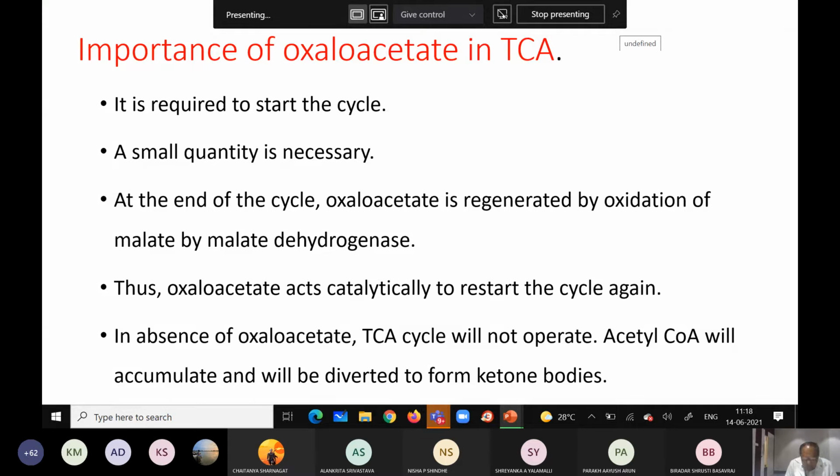In case there is an absence of this oxaloacetate, the TCA cycle will not operate in a complete manner. On the contrary, it will result in the accumulation of acetyl CoA, leading to the formation of ketone bodies. So if there is a larger amount of ketone bodies, that leads to a decrease in the pH level, an acidic condition, and this is more commonly found in diabetic patients.